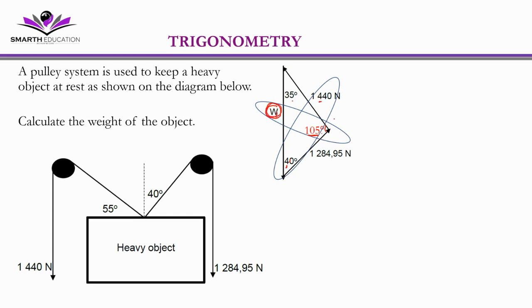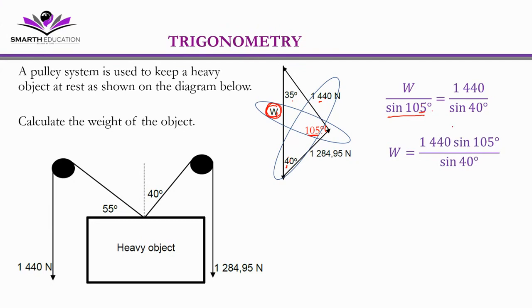So we can use what? We can use the sine rule. So it's going to be the side over sine: W over sine 105 is equal to 1440 over sine 40. And then we multiply both sides by sine 105 degrees. We get this. W is equal to 1440 sine 105 over sine 40. And then just put this in the calculator. What you get? We get our weight, which is 2163.91 newtons.